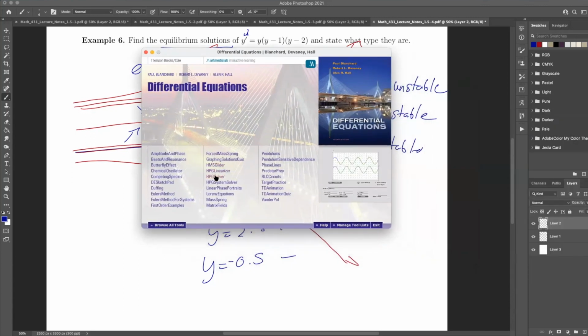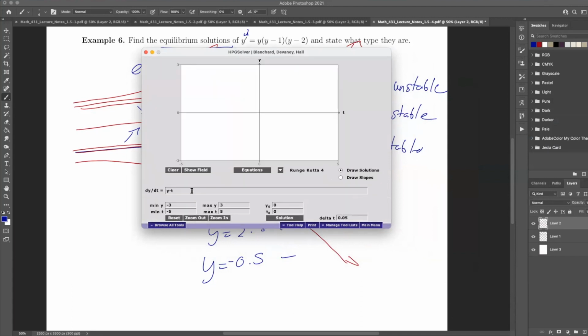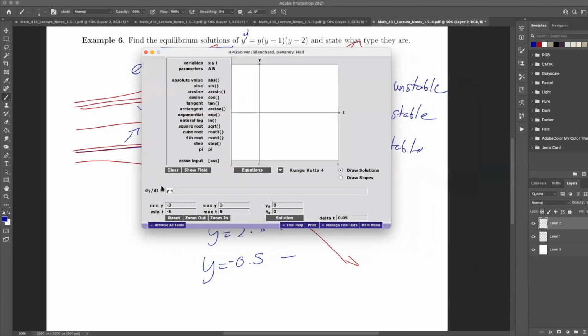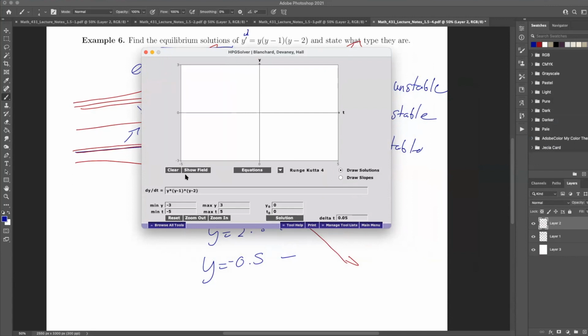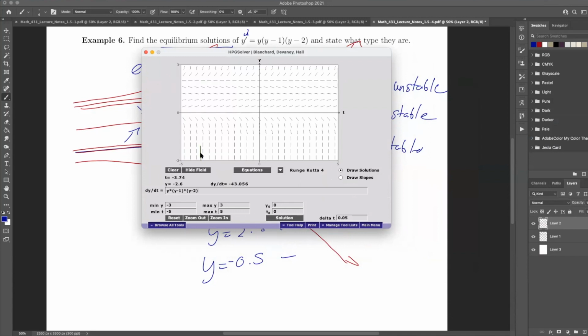So let's look at the HPG solver real quick. Here I'm going to type in my equation: y times y minus 1 times y minus 2. And we're going to show our field. So here's our field. Let me draw in a solution here at 0, 0. We'll do one at 1, 0, draw another solution, and then we'll do one at 2, 0. So these are my equilibrium solutions, right?